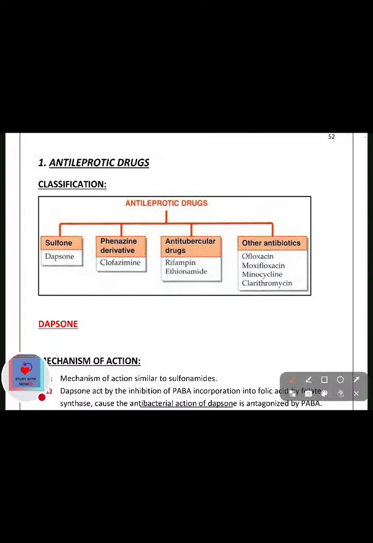There are two main groups to remember. The first group includes drugs like dapsone and clofazimine. The second group has rifampicin. Would you like me to give you a few more details about each group?